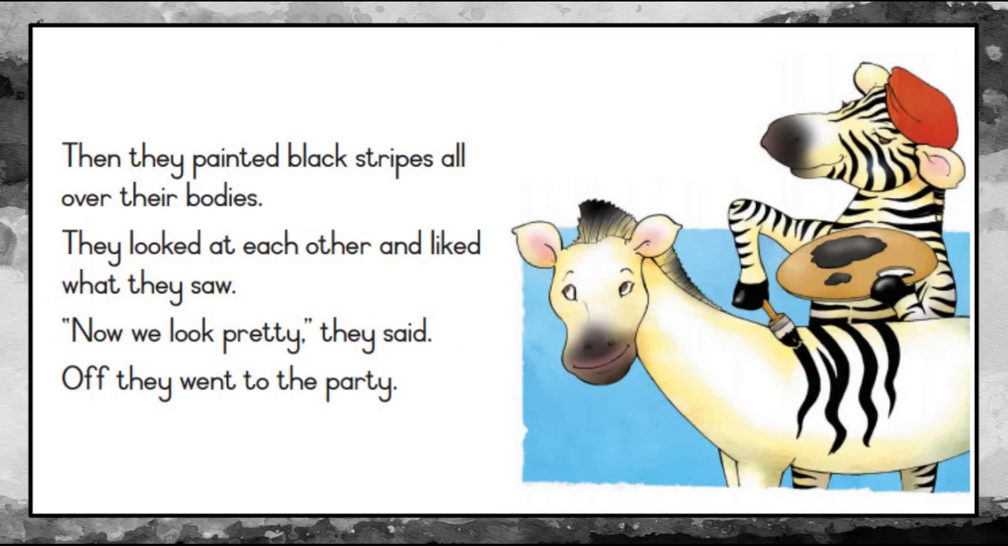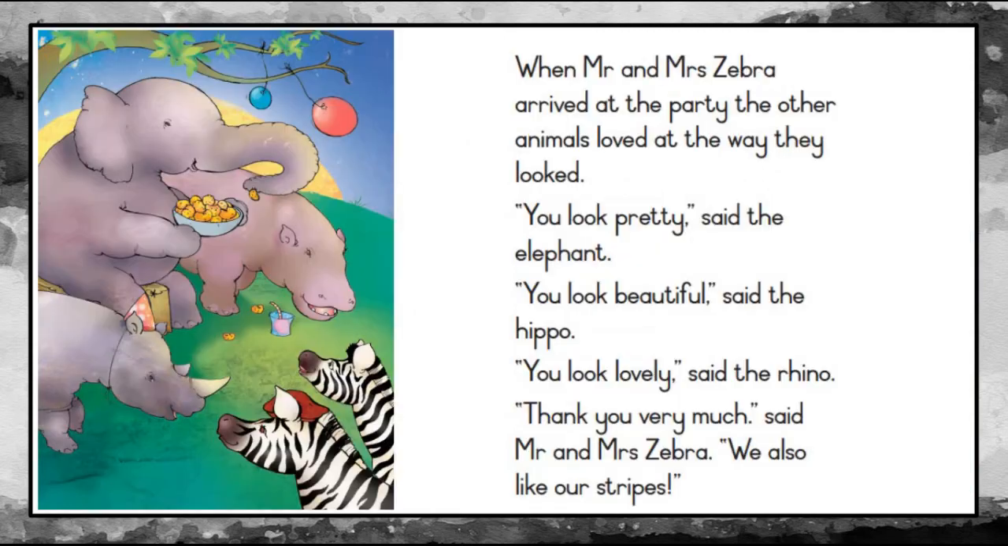Then they painted black stripes all over their bodies. They looked at each other and liked what they saw. "Now we look pretty," they said. Off they went to the party. When Mr. and Mrs. Zebra arrived at the party, the other animals laughed at the way they looked. "You look pretty," said the elephant. "You look beautiful," said the hippo. "You look lovely," said the rhino.